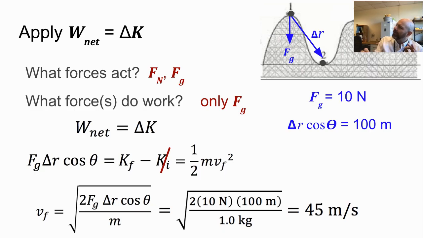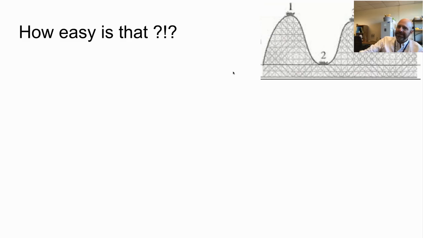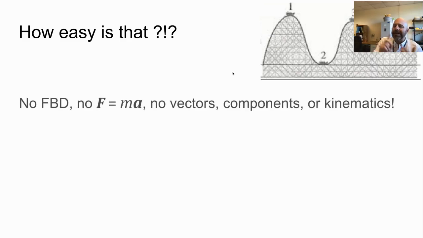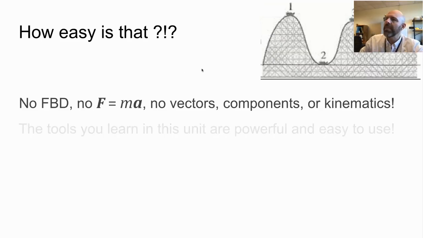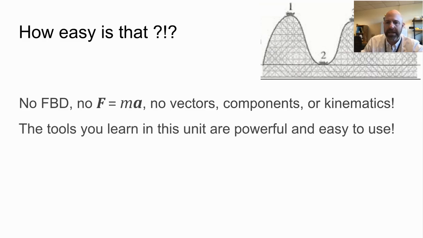And if you are paying attention, that would give you a result that's just like the force of gravity pulling straight down. That's correct and kind of interesting. So 45 meters per second ends up being our speed. How easy is that? Maybe not that easy yet, but we didn't have to draw a free body diagram. We did need to think about the forces, of course, but we didn't need to find vector components or plug it into a kinematics formula. That means we can use this to find out things that we couldn't do before.